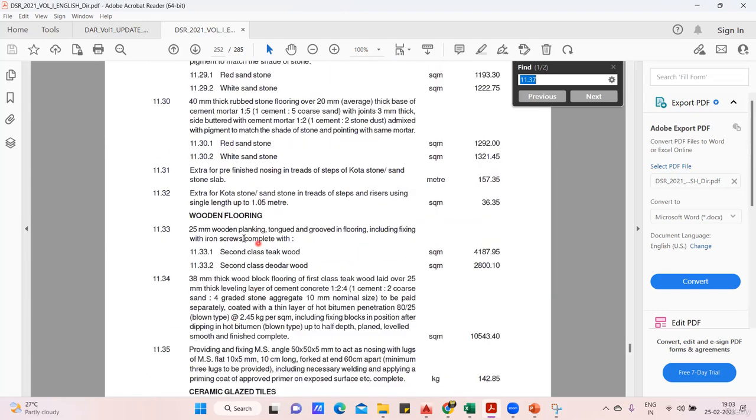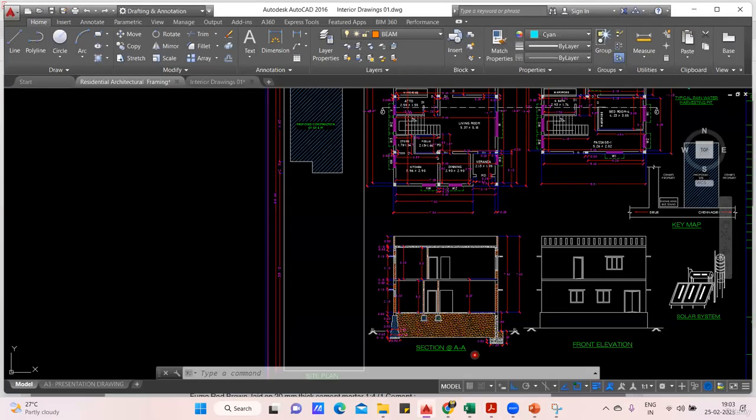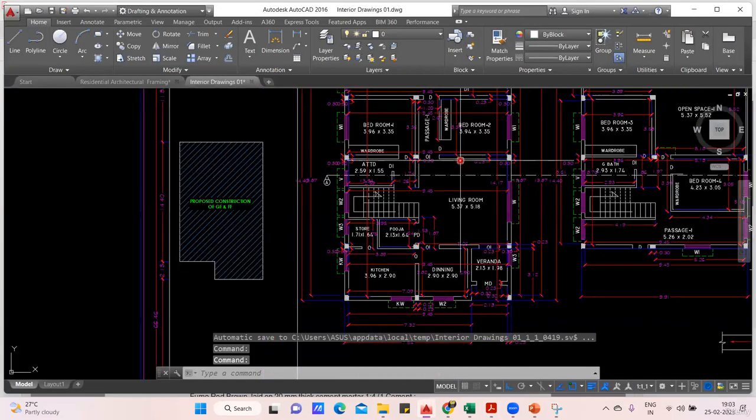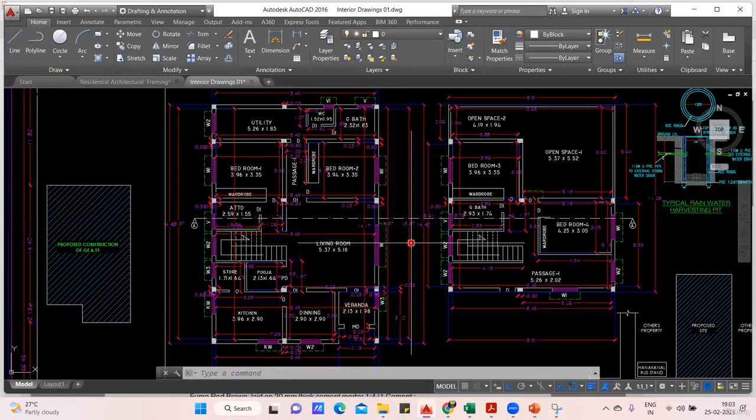This is for wooden flooring. See, again, one more thing I'll tell you. This is the drawing that I have. Now, I've considered that everywhere I'll use vitrified tiles, but usually in the real execution that will not happen. But for easiness, I've taken that.